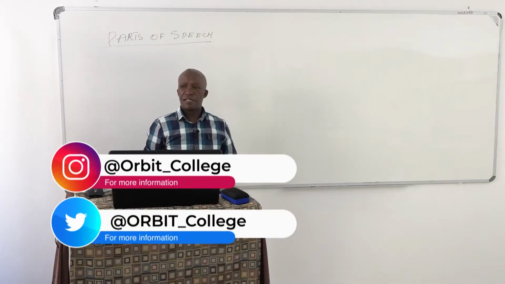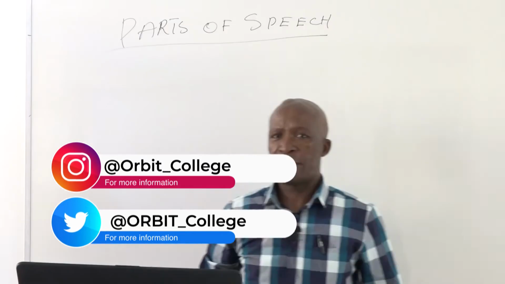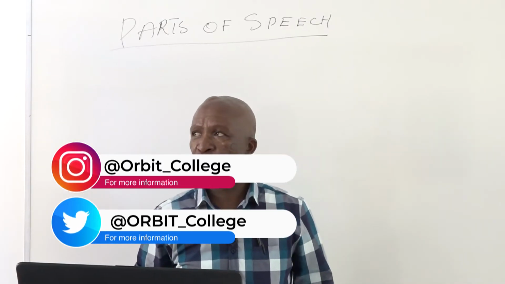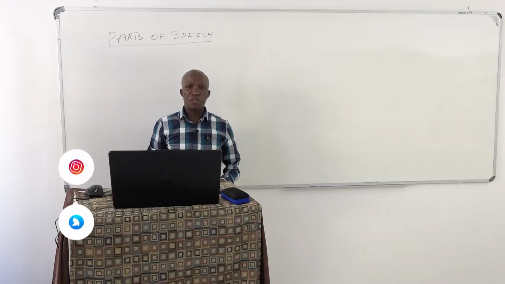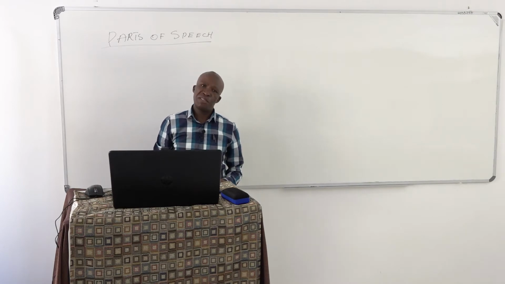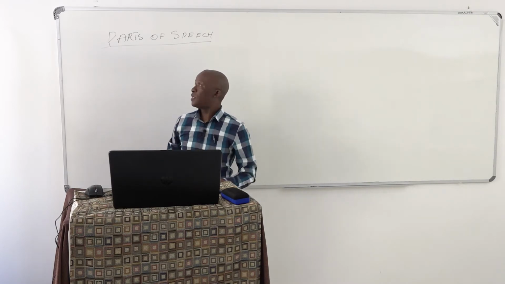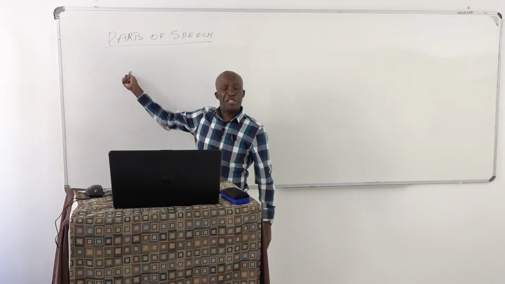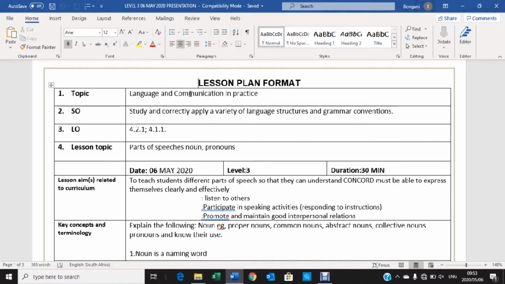According to our previous lesson in level 2, we did concord, and I believe that everyone understands what concord is. Concord is the construction of a simple sentence, which must also consist of parts of speech. Parts of speech is a very big exercise. We've got different parts of speech. So today we are going to focus only on nouns and pronouns.